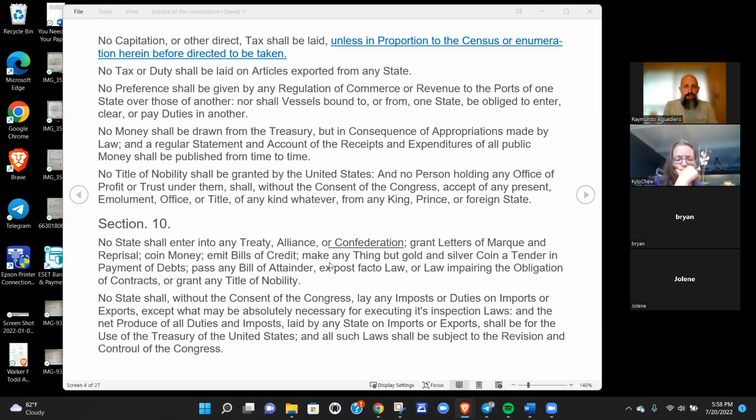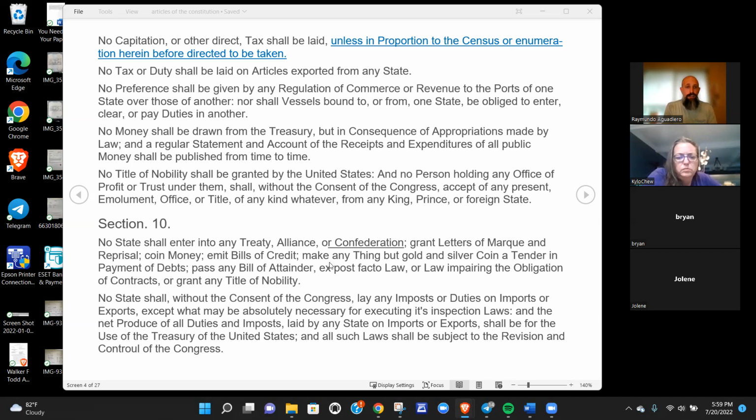No preference shall be given by any regulation of commerce or revenue to the ports of one state over those of another, nor shall vessels bound to or from one state be obliged to enter, clear, or pay duties in another. So basically it's an open port nation. Any goods that come in and out of ports can go to any state and won't be charged duties. They have the right to come into the country through any state.